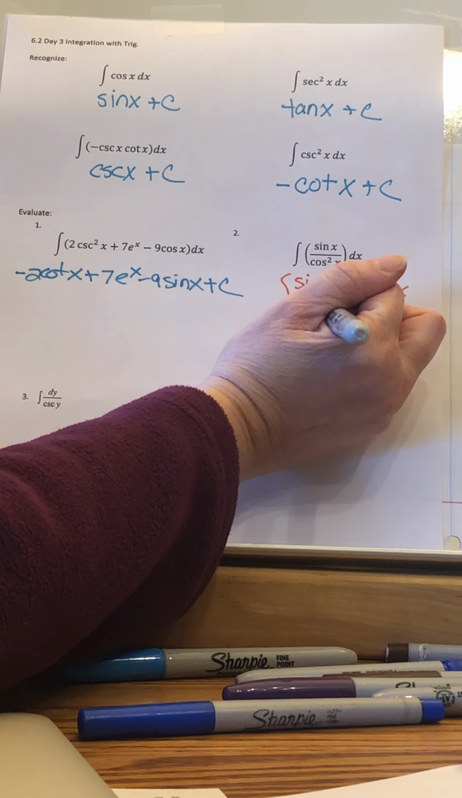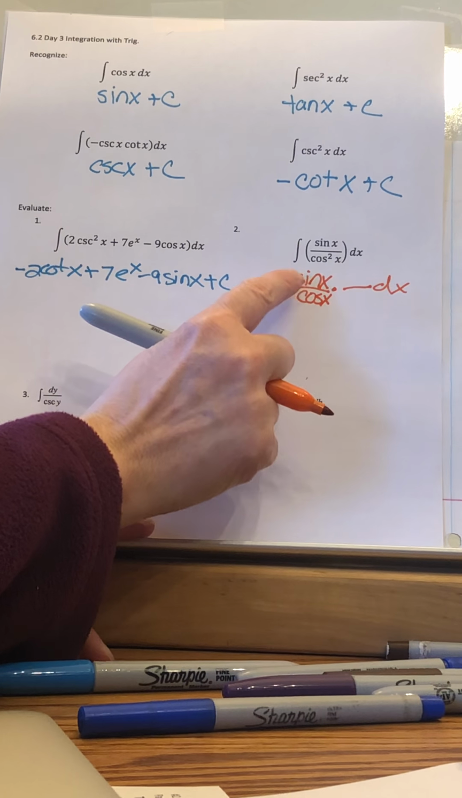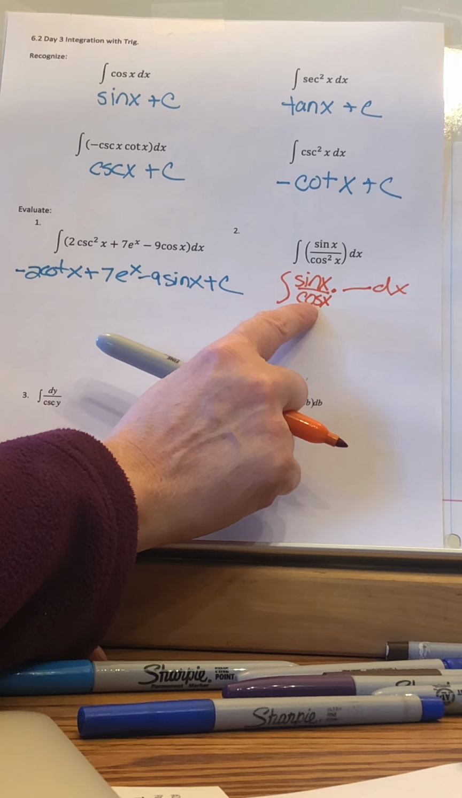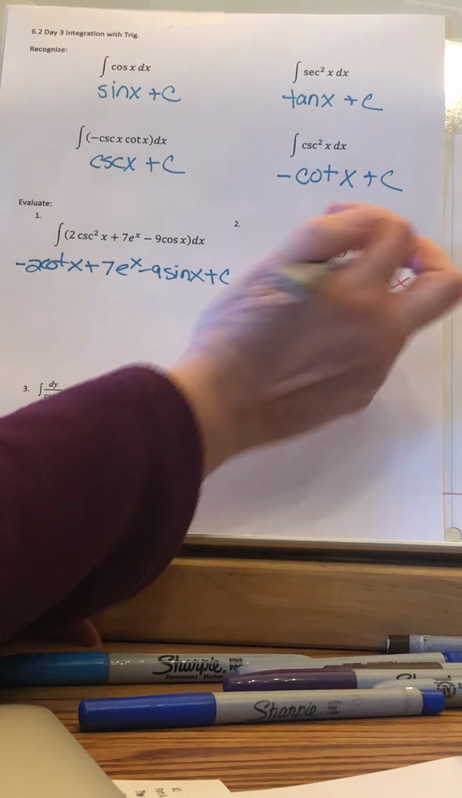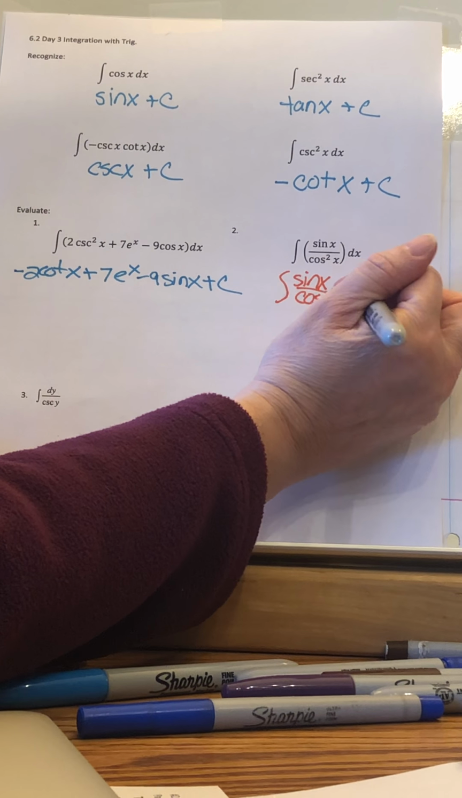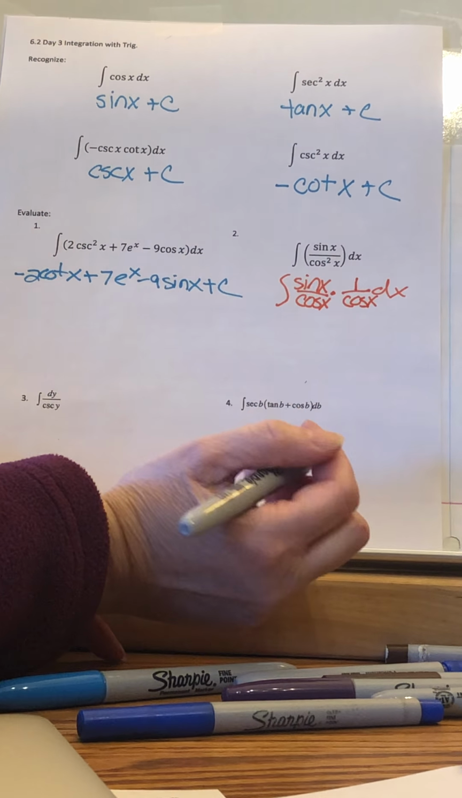Make it sine x over cosine x. So I've used up my one and only sine with one of the cosines. So what's left is a 1 on top, and then the other cosine here. So I'm splitting it apart.